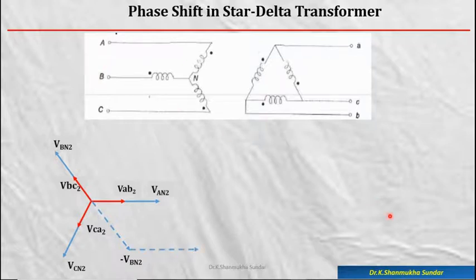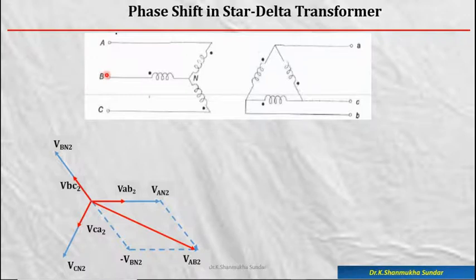So draw a parallel line. This will be parallel to VAN2. From here another parallel vector to this one. So this one. So therefore the resultant vector will be this one. So what will this resultant vector be? VAB2. Now you see here from this vector diagram it is clear what VAB2 is. We can treat that one as either line voltage or phase voltage. Now here what is this capital VAB2? It is nothing but the line voltage on star side.